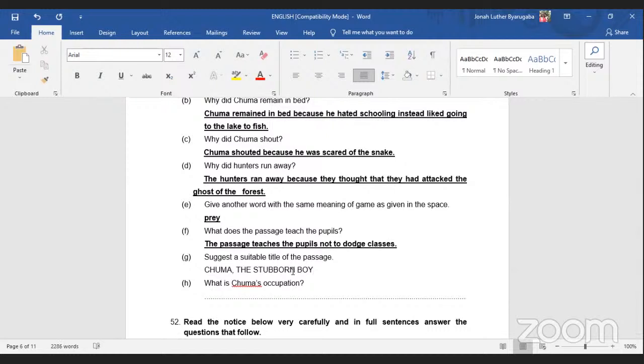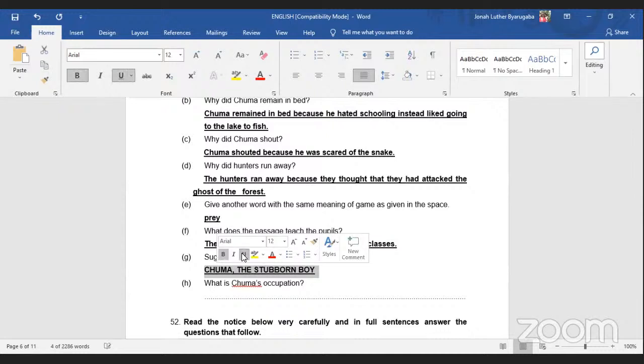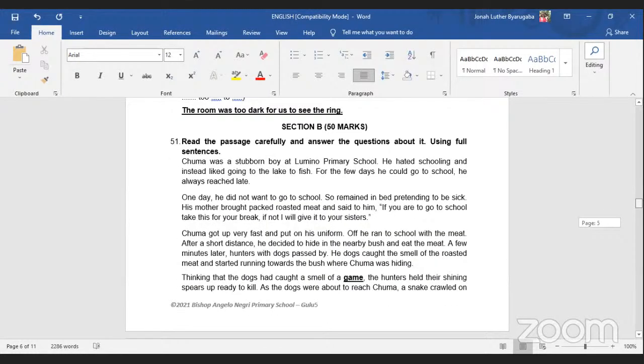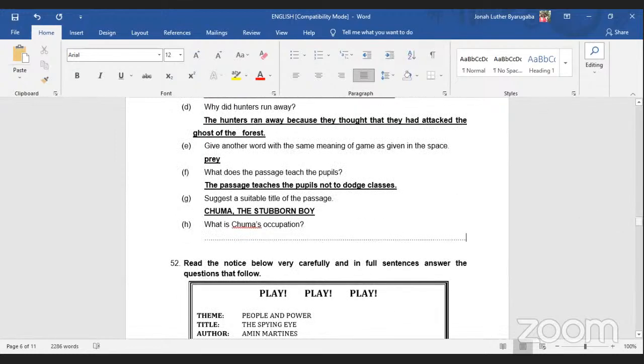Chuma the stubborn boy. Is this the spelling for stubborn? Is that the spelling for stubborn? Yes. Okay. Yes, Lynette. So to the rest of us, do you see that this passage is actually about Chuma, the stubborn boy? Yes. You see?